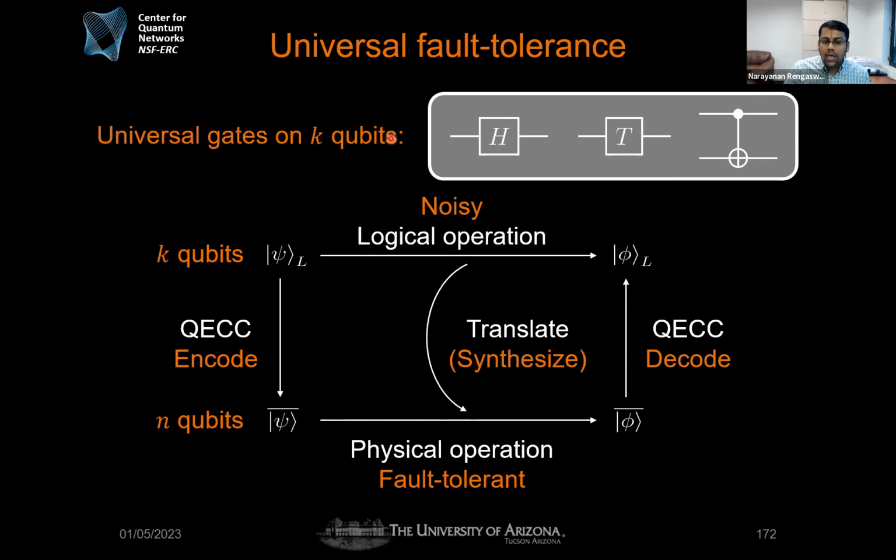So you have these universal gates that we introduced before, and you need to be able to do these universal gates on these k logical qubits. So for each of these gates on each of the logical qubits, you need to translate them into n qubit physical operations that will induce these desired logical operations.